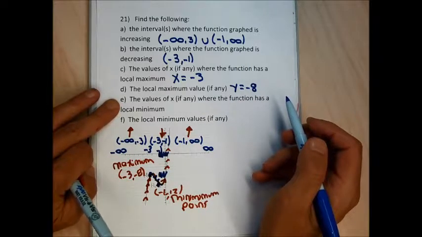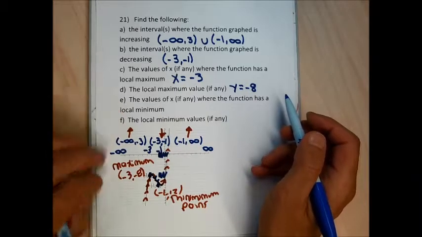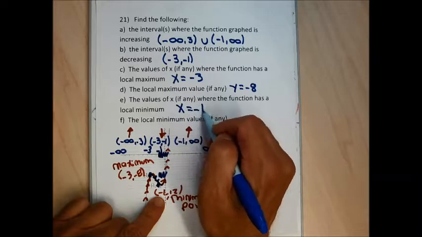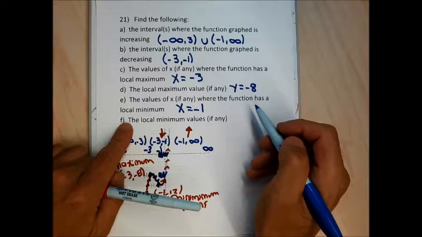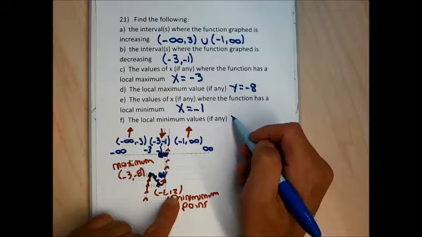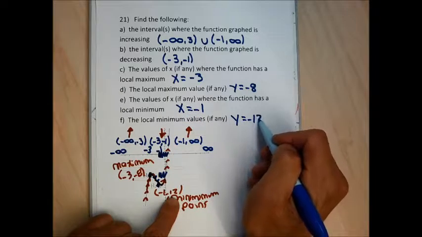E wants the value of x where the function has a local minimum. That's going to be the x-coordinate of that point, which is x equal to -1. And part F wants the local minimum value. The local minimum value is the y value that corresponds to that x. In this case, it's going to be y equal to -12.